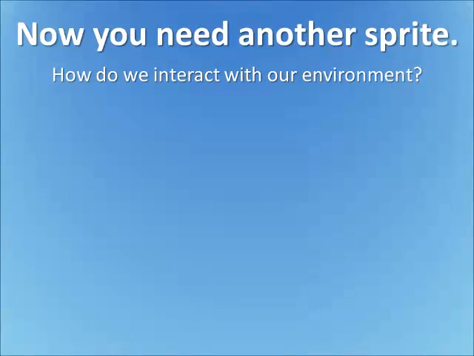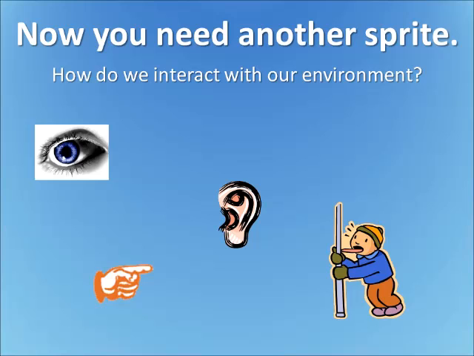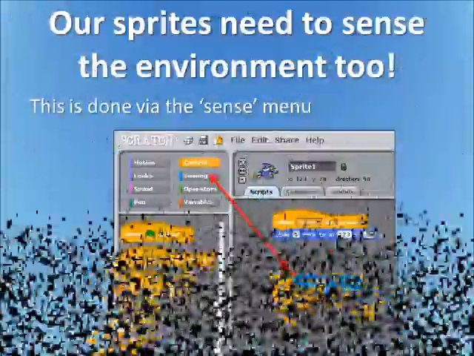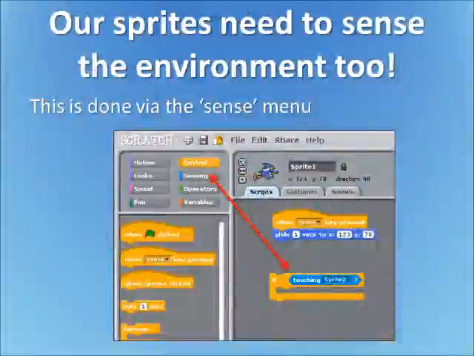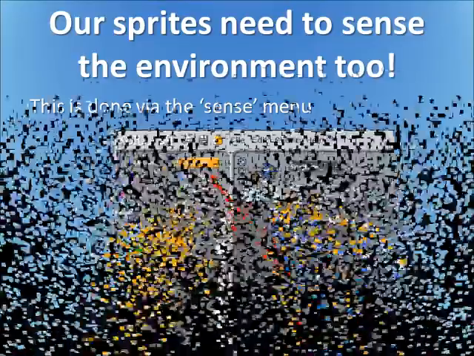We also need to add another sprite. So we interact with our environment through our 5 senses: sight, touch, hearing, taste and smell. And we also use our brain. But unfortunately a computer doesn't have these, so we need to tell it what to sense. And if you look in the Sensing menu, we can say that if the sprite is touching sprite 2, then we can change the costume.